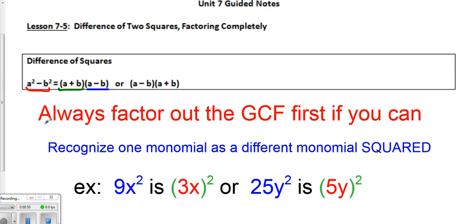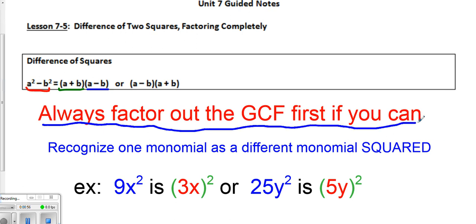Now, as before, always, always, always, if you can, factor out a greatest common factor first. Every single time when you're factoring, try to take out the greatest common factor first.